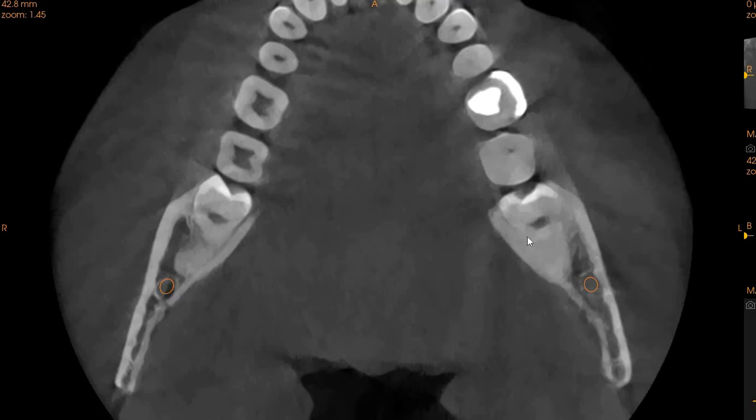Something to be kept in mind is the fact that we've got a very thick cortical plate on the lingual, which seems to be fused with the wisdom teeth, and could be a significant factor in the extraction.